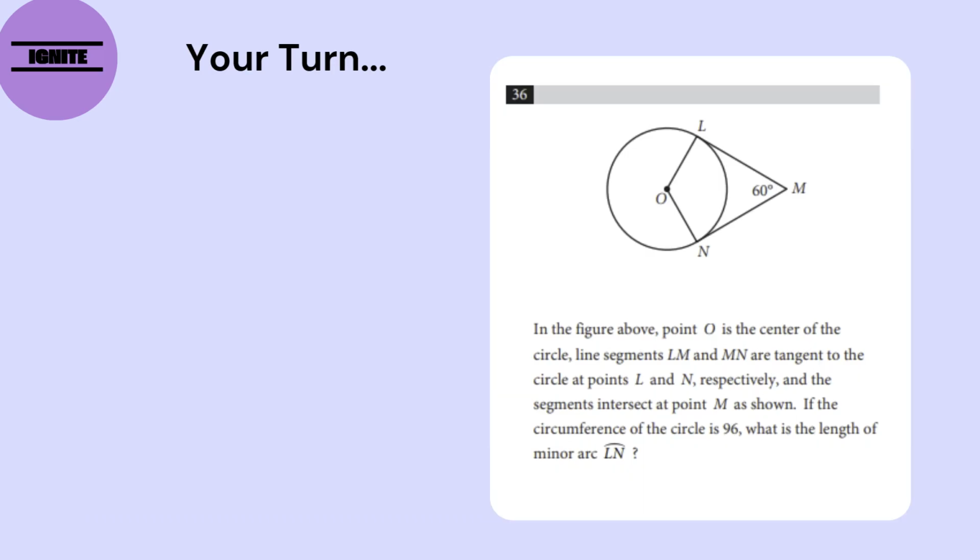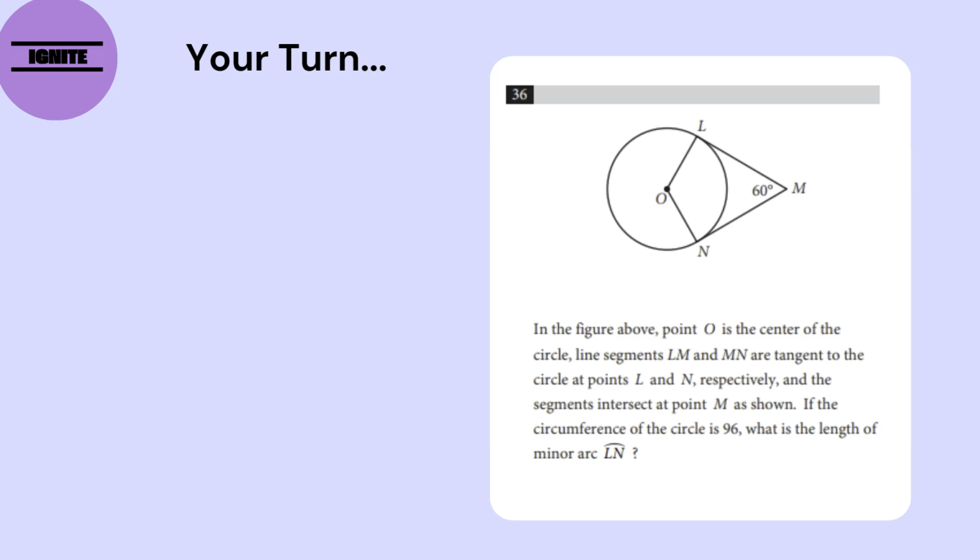Now, how about you guys try answering one of these questions? Now that you had a chance to look at this, let's go through this together. In the figure above, point O is the center of the circle. Line segments LM and MN are tangent to the circle at points L and N, respectively, and the segments intersect at point M as shown. If the circumference of the circle is 96, what is the length of the minor arc LN?